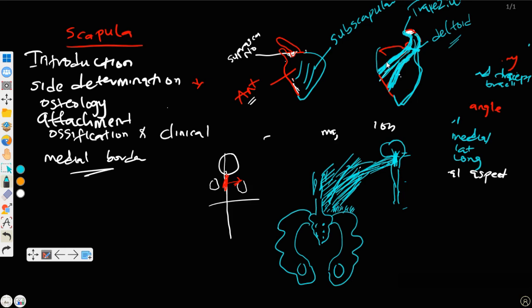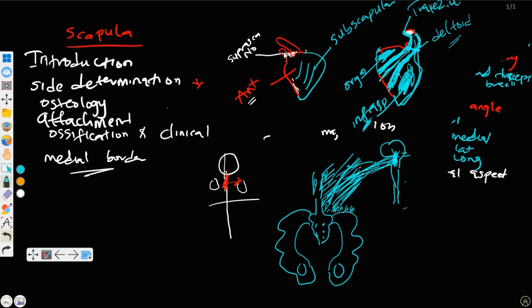The dorsal surface is divided by the spinous process into an upper smaller part and a lower larger part. The upper smaller part is where the supraspinatus muscle gets origin. The lower larger part is where the infraspinatus muscle gets origin. So at the dorsal surface, supraspinatus and infraspinatus are originating.